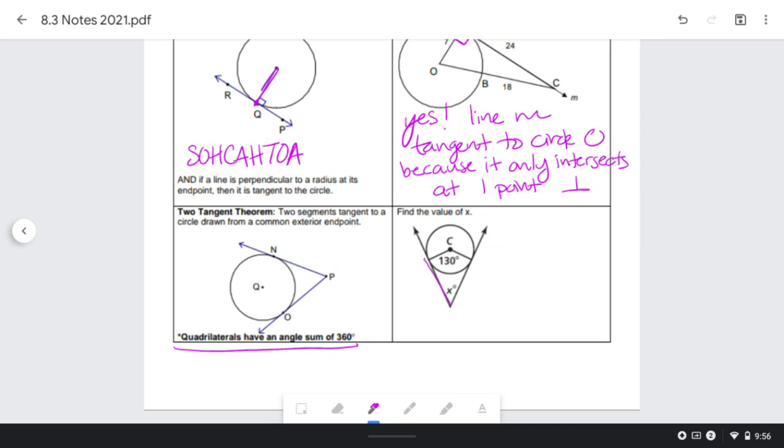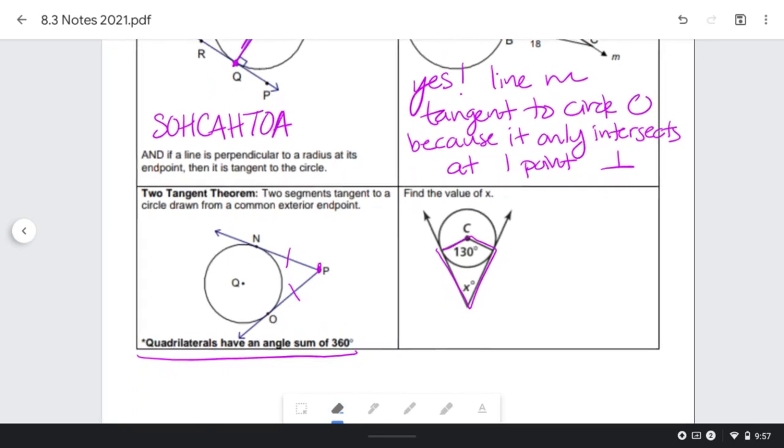See, you have 1, 2, 3, 4. That's a quadrilateral. It's a kite. So the two tangent theorem tells you that NP is congruent to OP because they're both coming from the same point. They're coming from point P, and each one is tangent to the circle. It touches only at one point. So therefore, when you make the radius connect to N and then another radius connect to O, you get a quadrilateral, just like in the next example.